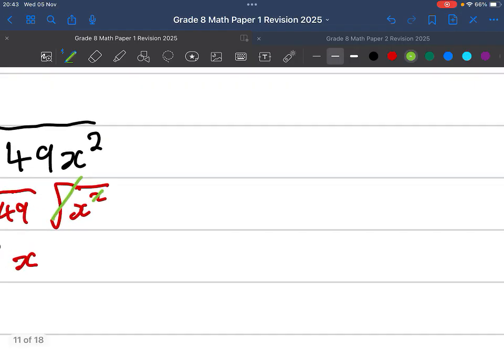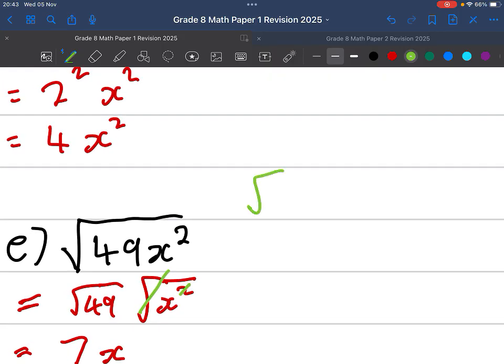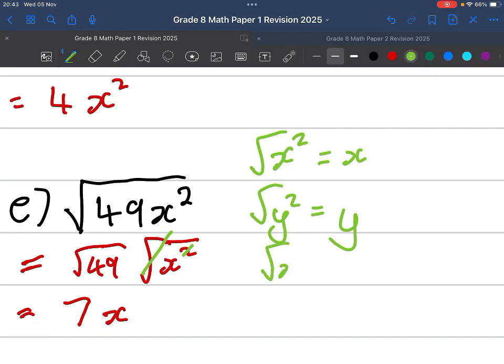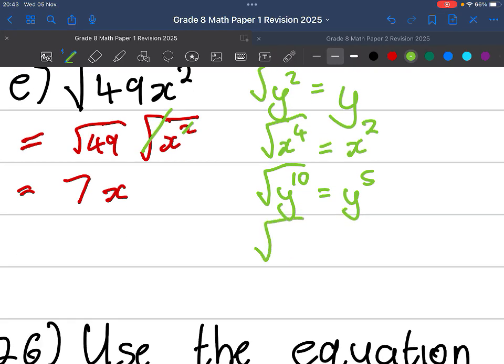Alright, let's do a few more exercises on that. The square root of x squared is x. The square root of y squared is, correct, y. The square root of x to the power 4 is x to the power 2. We're gonna divide that exponent by 2. The square root of y to the power 10 is, correct, y to the power 5. The square root of x to the power 12 is x to the power 6.